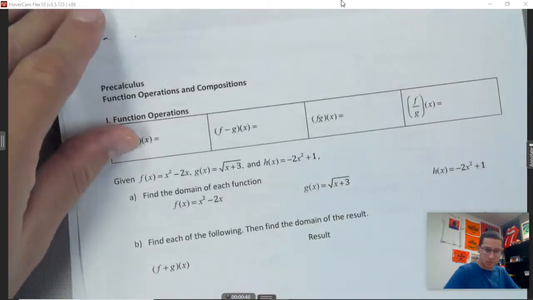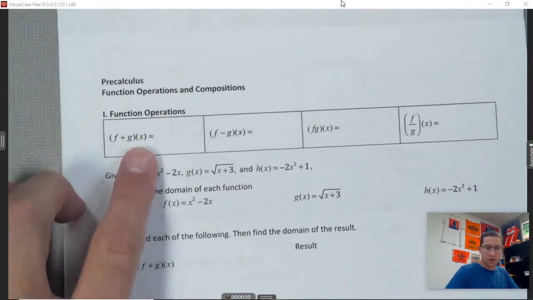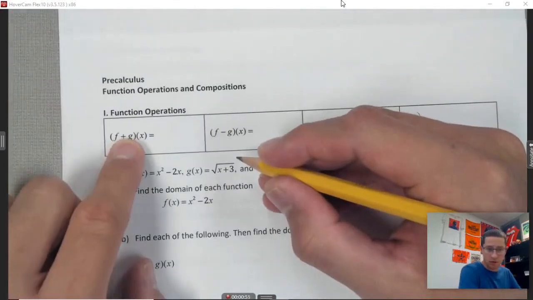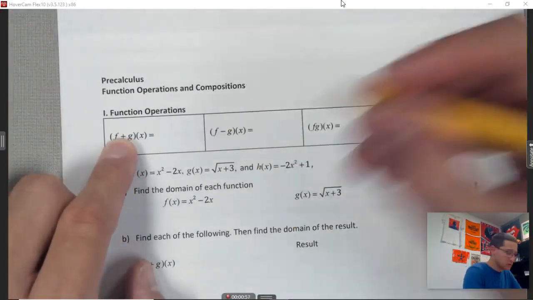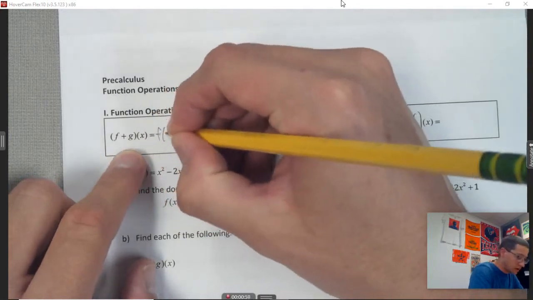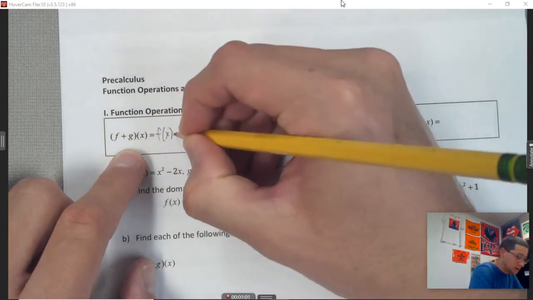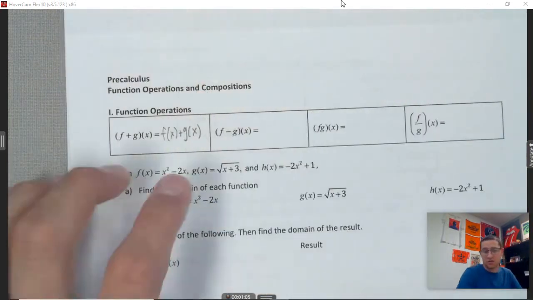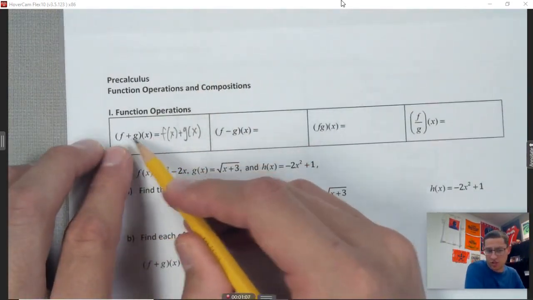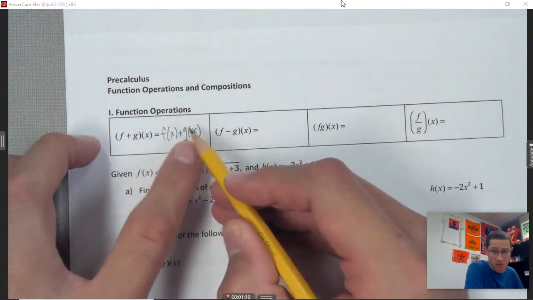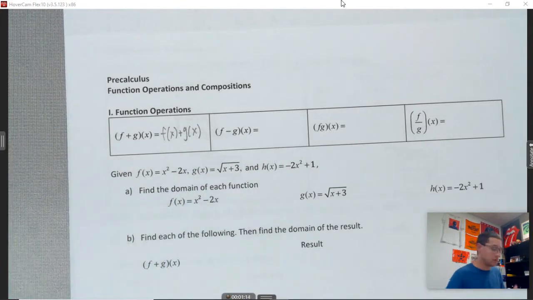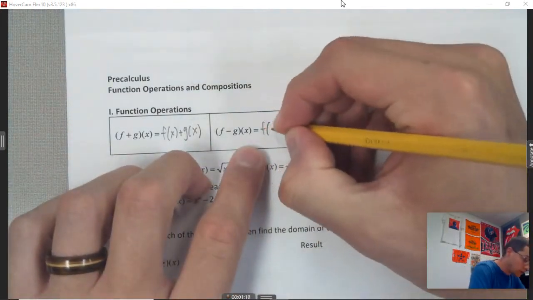Okay. All right, so function operations. This is just notation. It is a little bit weird when you see both of these in parentheses, but essentially all it is, you are taking f of x and adding it to g of x. I know the notation's a little bit different, but you're literally just taking two functions and adding them. I'll go ahead and tell you these two are going to end up just being combining like terms.